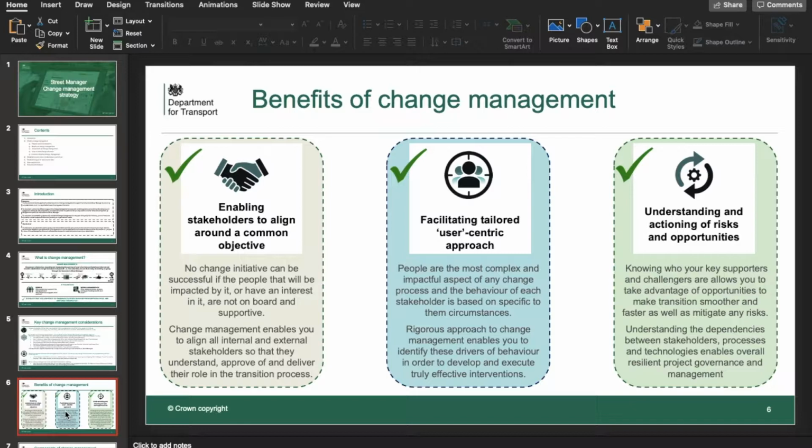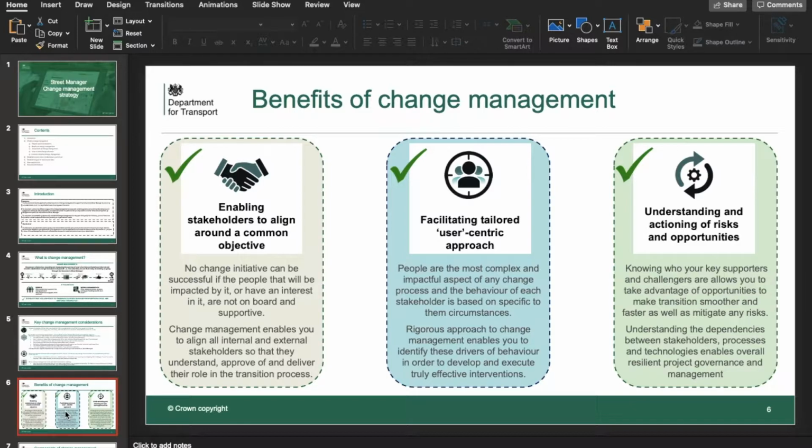The first is to enable your stakeholders to align on a common objective. By this, we mean you need to ensure people are supportive of the transition, otherwise it will never succeed. Change management lets you do this by helping stakeholders to really get to grips with the changes so that they understand the benefits and why they're being made.